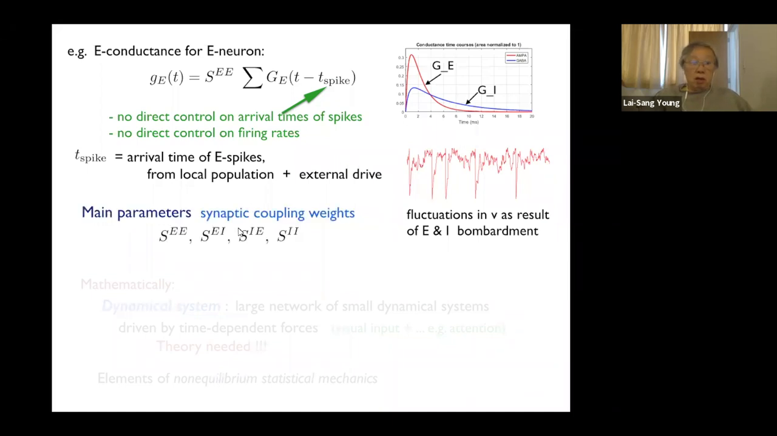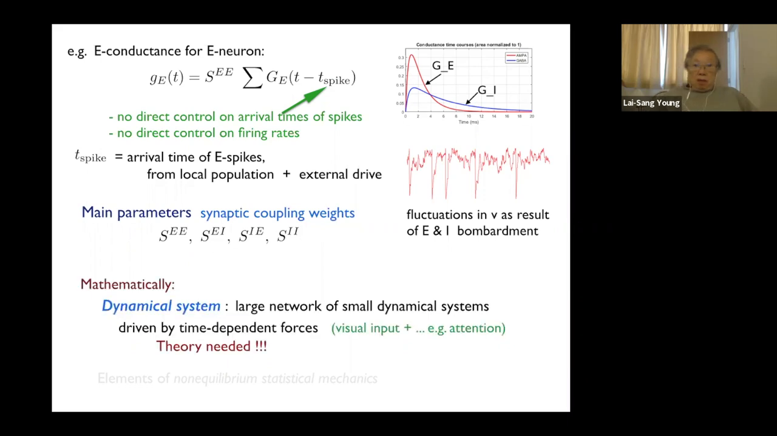Okay. So the main parameters are these coupling parameters. And mathematically, this is a dynamical system. It's a large network made up of much smaller dynamical systems, each one of which models a single neuron. The brain really does look like this already. You don't have to go out of your way to turn it into a dynamical system. It is a large network of small dynamical systems. But here's something I would like to draw your attention to.